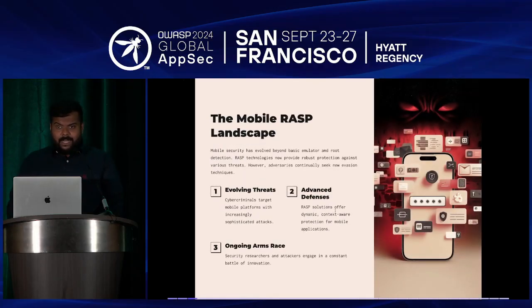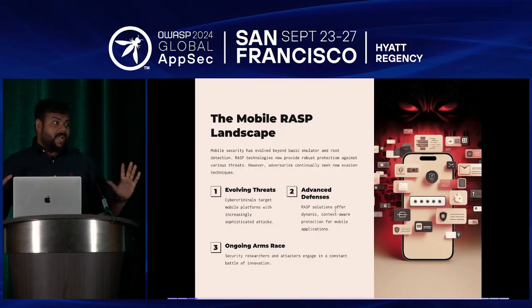Let's move on. A quick introduction about what the mobile RASP landscape looks like, right? Mobile security has evolved beyond the rather basic checks of root detection and emulator detection, right? RASP became a category because it is evolving. It is trying to tackle the evolving threats that are upcoming, the advanced defenses which RASP brings into it, and obviously the ongoing arms race between defenders and attackers, right? So that's what the RASP landscape looks like.